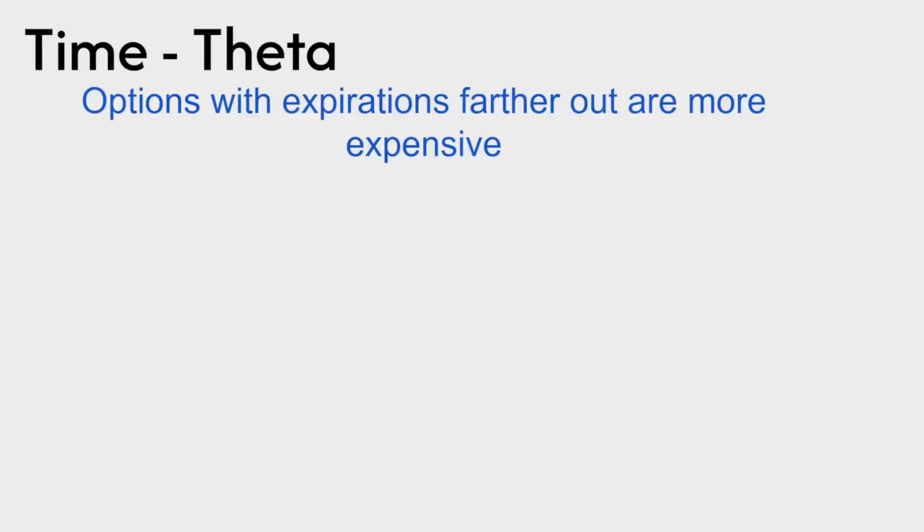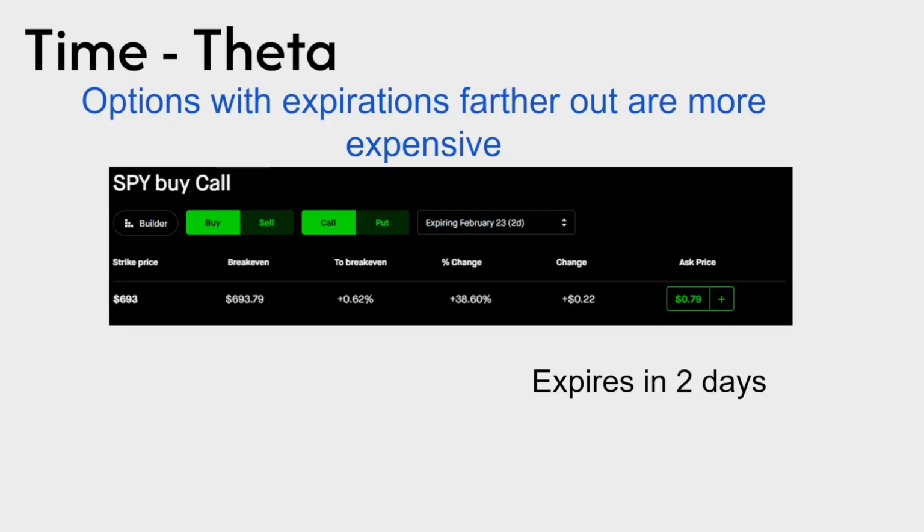Okay, let's look into theta more. Options with expirations farther out are more expensive. There's more time for you to make decisions and let your trade play out. This is an example. So this is on Robinhood, a SPY call expiring in 2 days. The strike price is $693, and you only have to pay 79 cents for it.